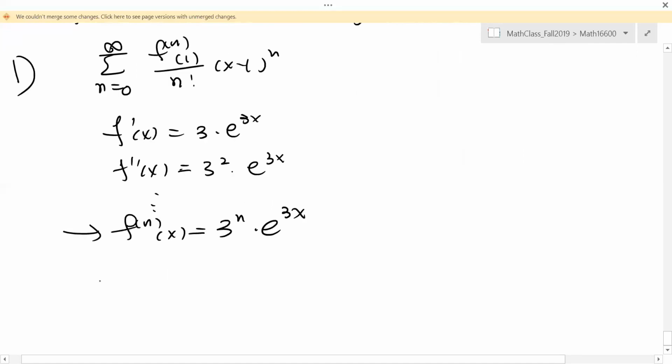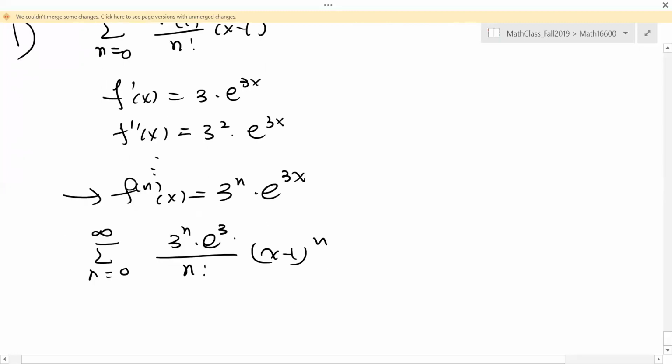Then the Taylor series is going to be the sum of, over n factorial, and evaluate, right? So 3 to the n, e to the 3, and x minus 1 to the nth power. That is the Taylor series. You have to write it, don't give me 3 terms only. You have to give me all the terms, the general formula. But when I looked at the test, I found at least 5 students just wrote down 3 terms. You cannot get full credit if you do that.